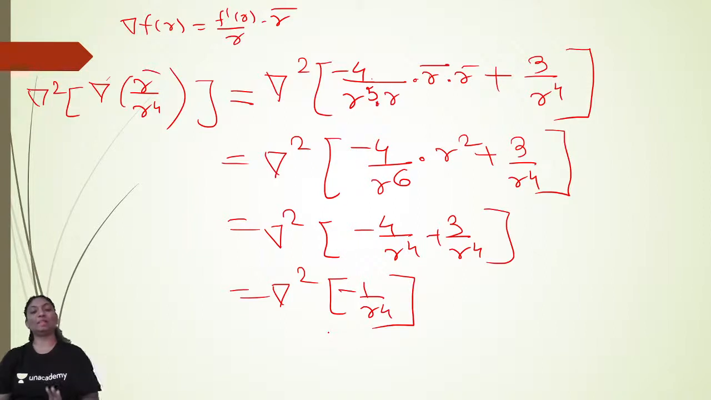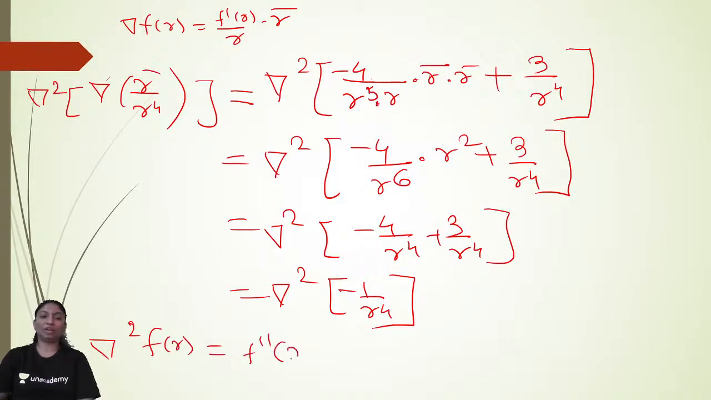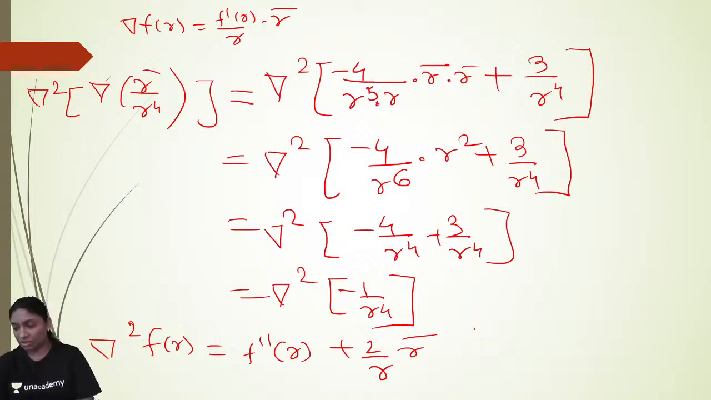See, this is very simple. Now we can directly apply the property of del square of f of r, which we have just proved. What is del square of f of r? Del square of f of r is equal to f double dash of r plus 2 by r into f dash of r.